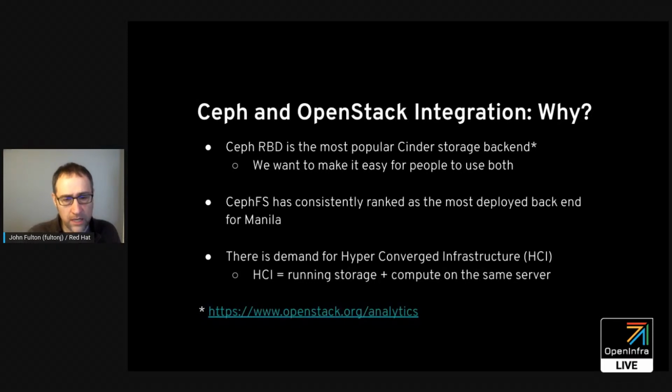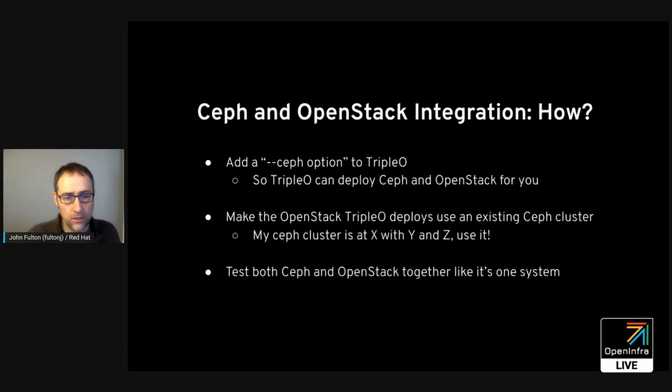There's also an interest in hyper-converged infrastructure, or HCI for short. And by that, I mean running storage and compute on the same server. So given all those interests, we want to make it easy for people to be able to have these things with TripleO. TripleO is our preferred deployment platform for deploying OpenStack, but it can also deploy Ceph.